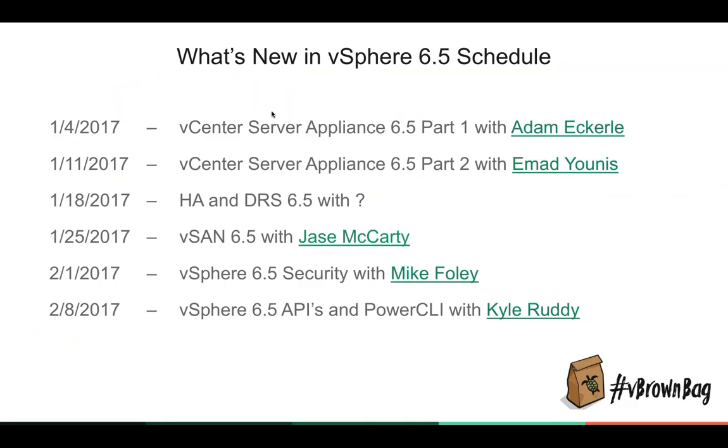Oh, sorry, one more thing. Sorry, Ahmad, I'm kind of stealing your thunder here, but I did want to point out the schedule for the series of vBrownBags over the next few weeks, because we're going to be all around vSphere 6.5. Next week, the roles will be reversed. So if Ahmad is mean to me this week, then I get to be mean to him next week, as he talks about vCenter Server Appliance migration. And then we've got a replacement for HA and DRS. And then Jase McCarty with vSAN, Mike Foley with an awesome session on security and VM encryption and all that fun stuff. And then we'll round out the series probably with Kyle talking about APIs and PowerCLI.